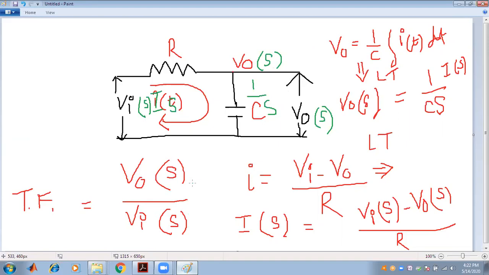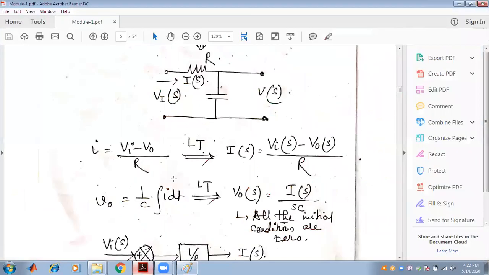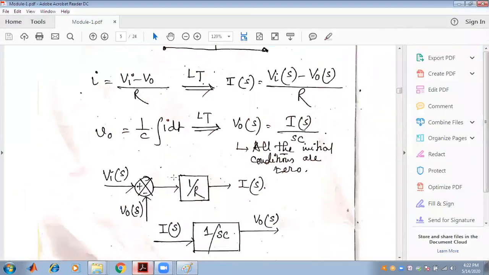Just follow how it is shifting or changing the circuit from the time domain to the Laplace domain. How the circuit is changing. Okay. So it is clearly written that all the initial conditions are 0.